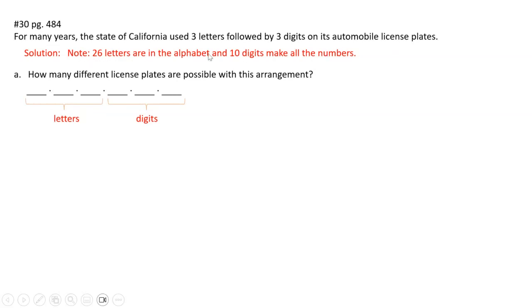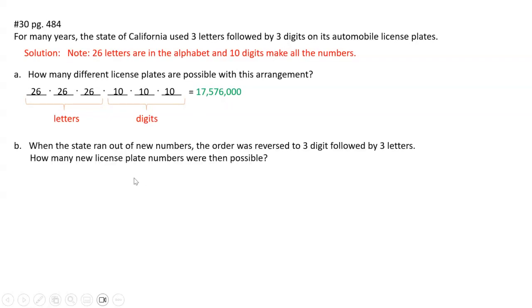So now, if you notice here, guys, they don't mention a restriction. There's no restrictions, right? So how many letters are there? It's going to be 26 times 26 times 26. And for the digits, it's going to be 10 times 10 times 10. We multiply them out. So this is my solution, 17,576,000.